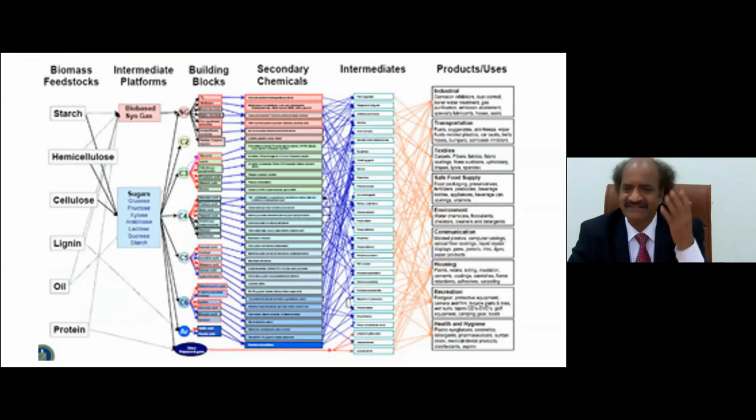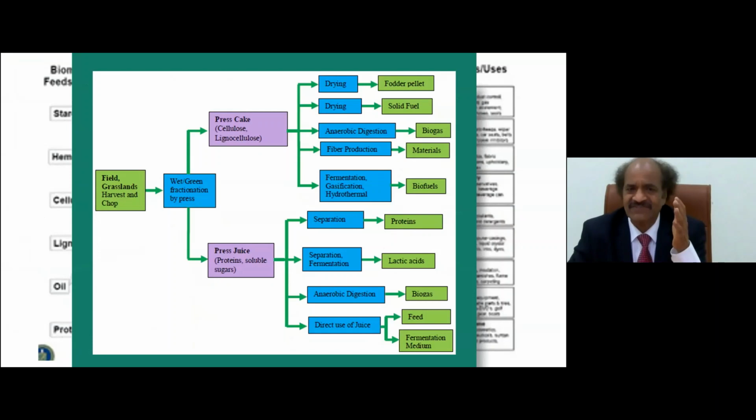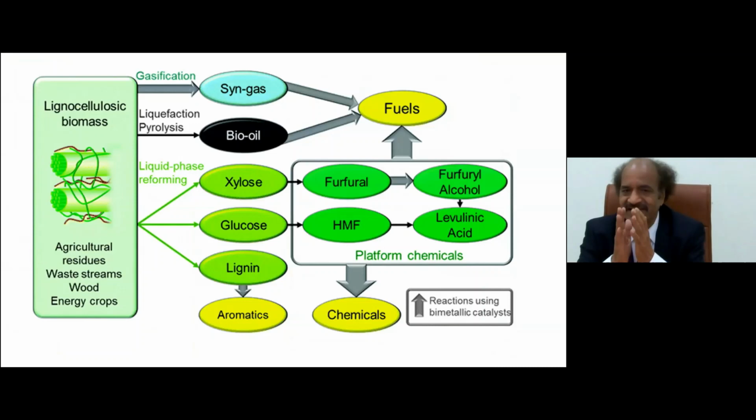So whenever you have any biomass, you have to separate it, you have to dry it, and you create all sorts of chemicals, fodder and whatnot. So once you have biomass, whether it is lignocellulosic biomass, woody biomass, whatever, gasification will lead to syngas, and once you have syngas, you go to Fischer-Tropsch synthesis, make fuels and a variety of chemicals. Or you have liquefaction, and the bio-oil also has to be upgraded.